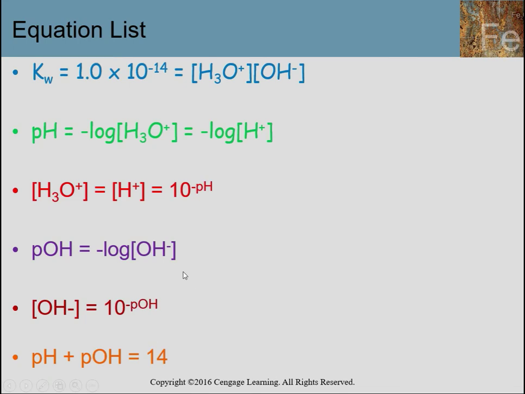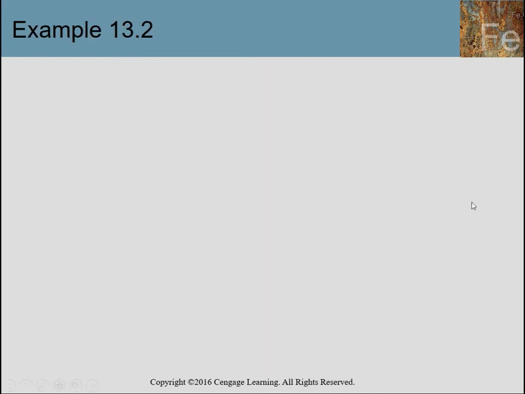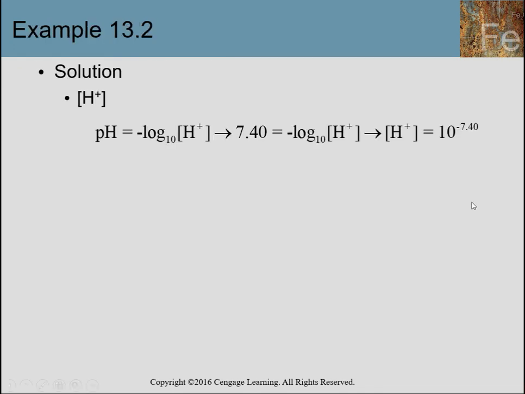So this time we're going to use the third equation. Since we have the pH, we can use this equation and go to hydrogen ion concentration. And then once we have the hydrogen ion concentration, we can figure out what the hydroxide is. So let's do that. First, we're going to use the pH. 10 to the negative 7.40 is my hydrogen ion concentration.